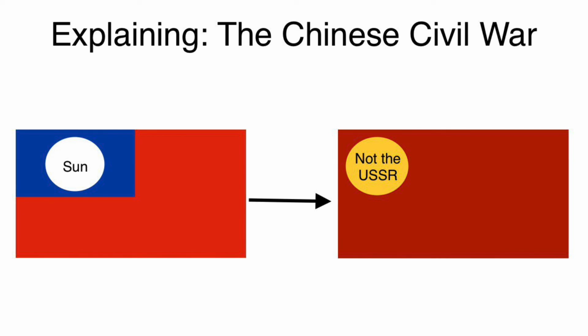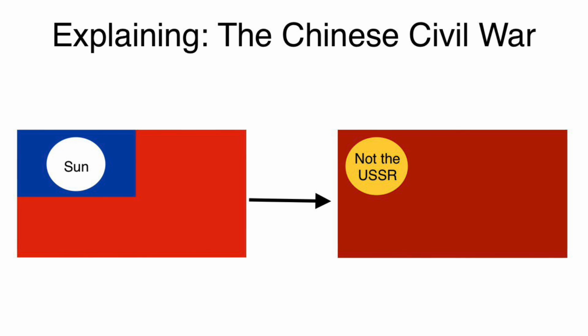In conclusion, the Chinese Civil War was a war for reunification between which party should rule all of China, either the Kuomintang or the Communist Party. To this day, the war is still technically going on, as peace was never truly declared.